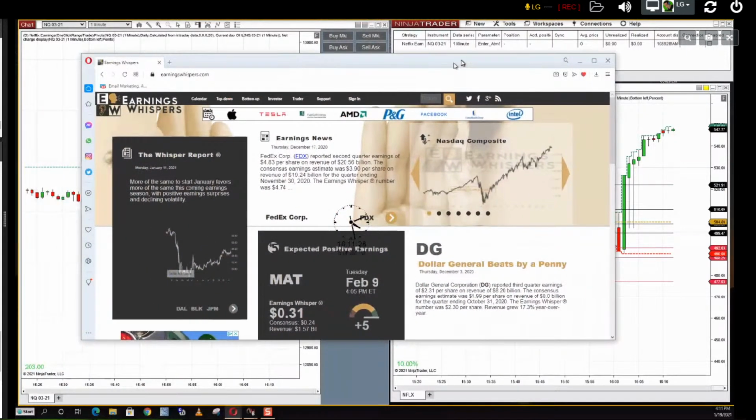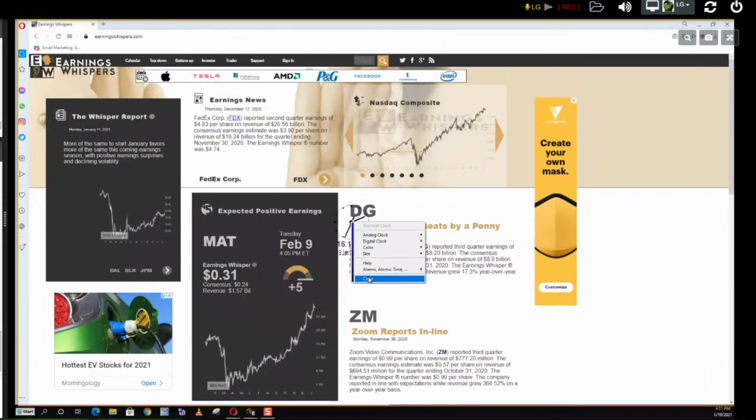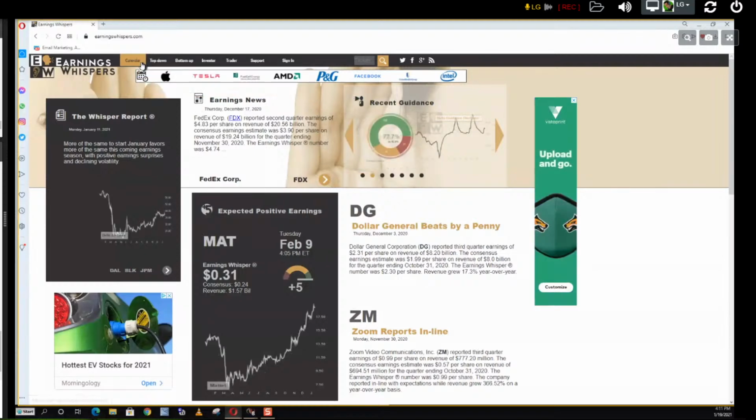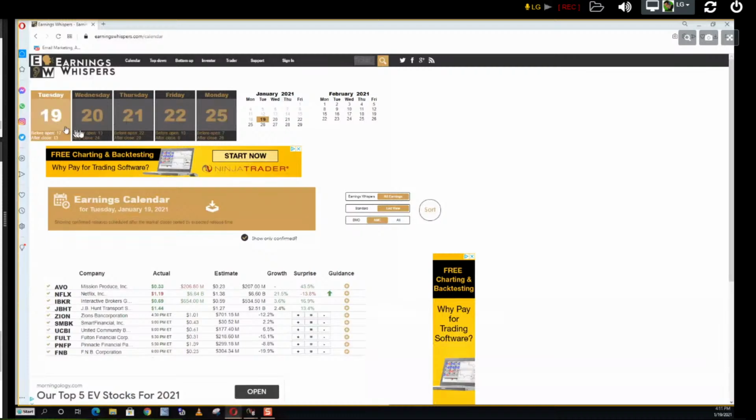I have found that earningswhisper.com is the best. So let's say I didn't know Netflix was coming out, and next week I want to figure out what my schedule is going to be. When you click calendar, it shows you the days and how many stocks have earnings before the open and after the open. There's not a lot this week. It's only 13 before the open, 24 after the close. So you know that this week is not a big earnings week.